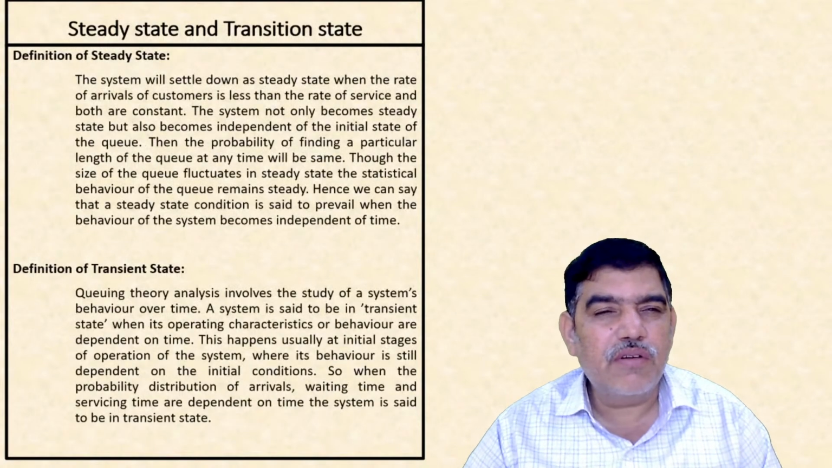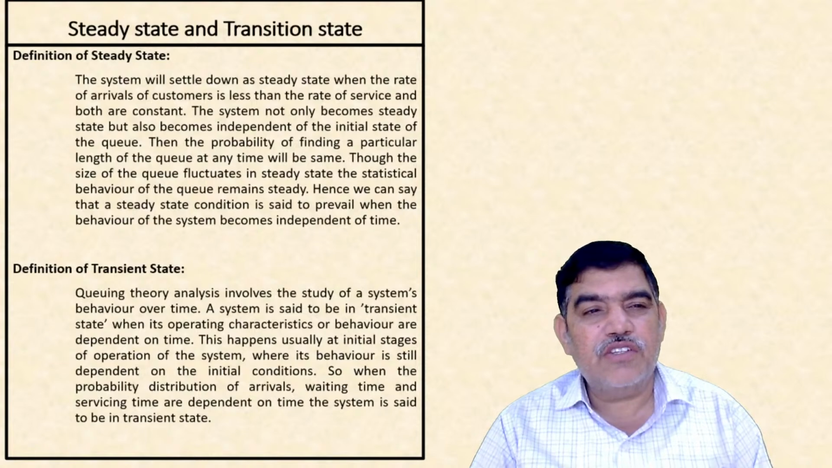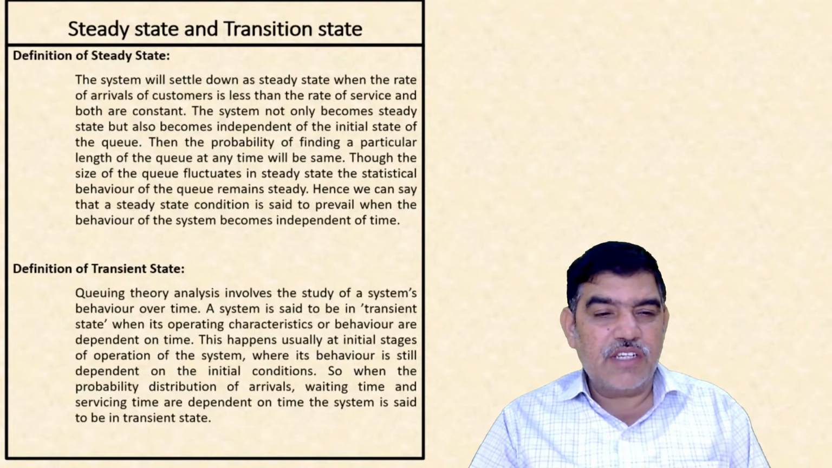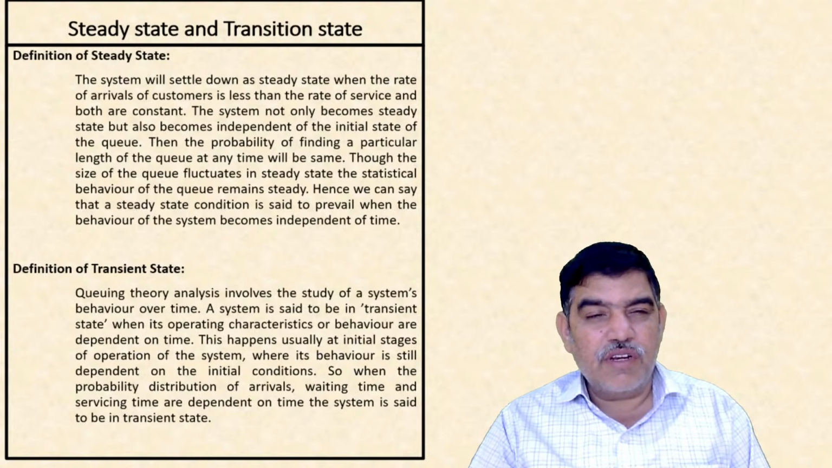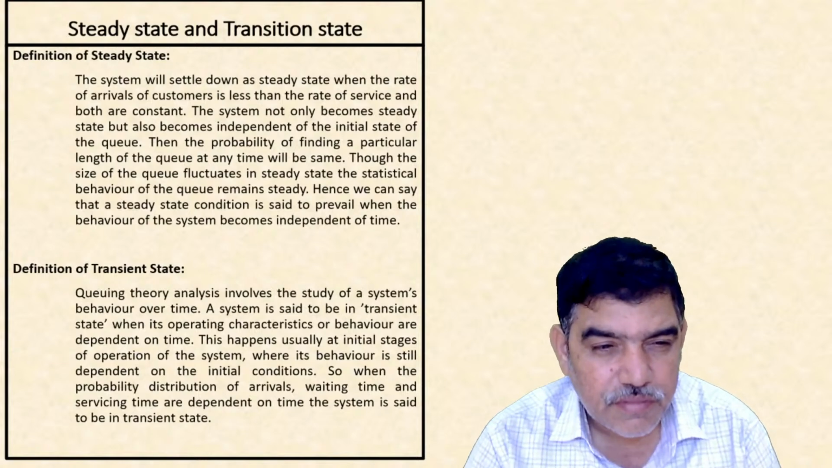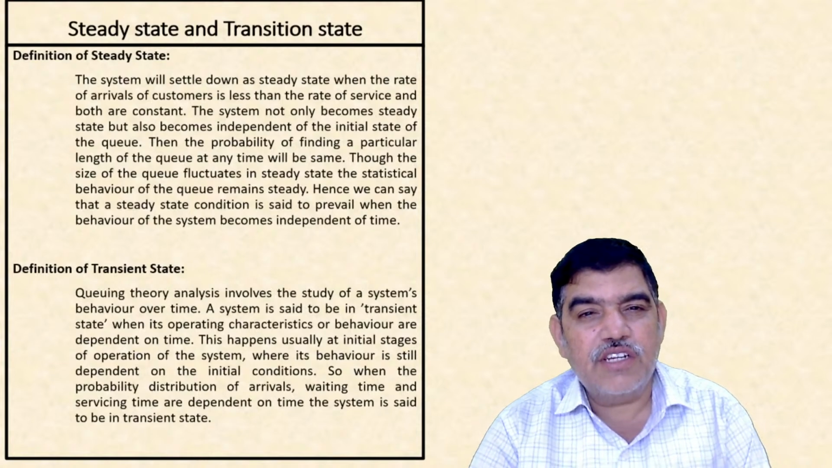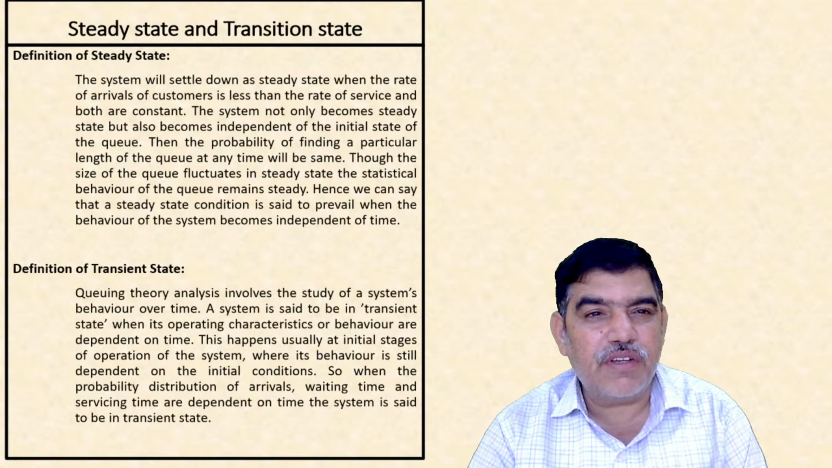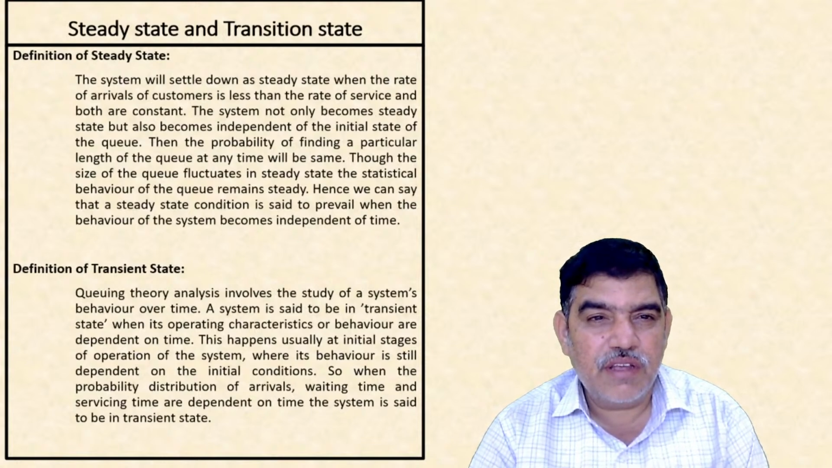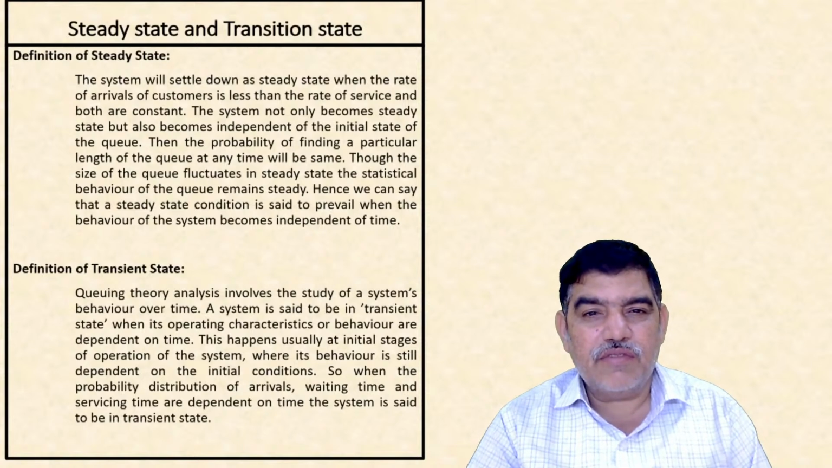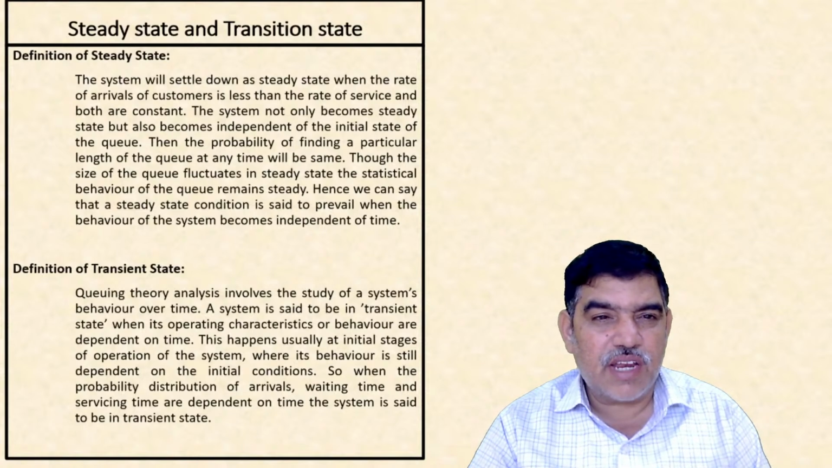Then we discuss steady state and transient state. So what is actually steady state and what is actually transient state? We discuss in this slide. The system will settle down as steady state when the rate of arrival of customers is less than the rate of service, and both are constant.